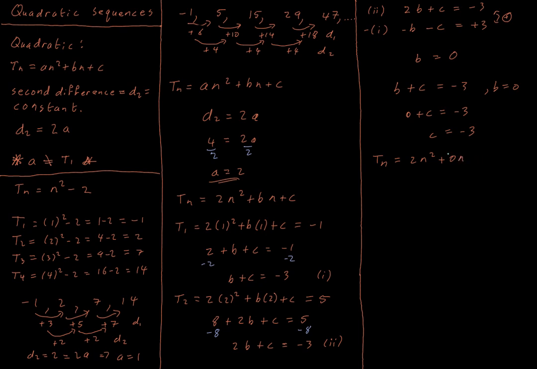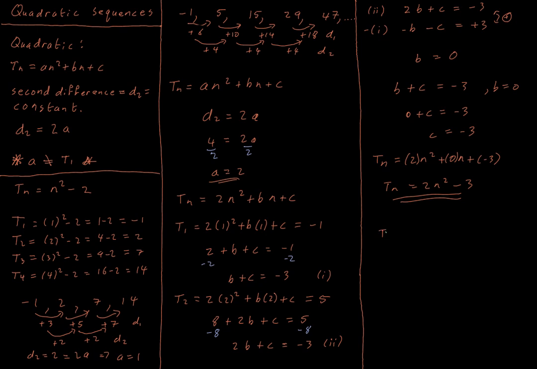0n, these in brackets, plus c is minus 3. So tn is equal to 2n squared minus 3. The 0 multiplied by the n is just 0. So this is our formula for our quadratic pattern. So if we put in n is 1 into this formula, we should get minus 1. If we sub in n is 2 into the formula, we should get 5.